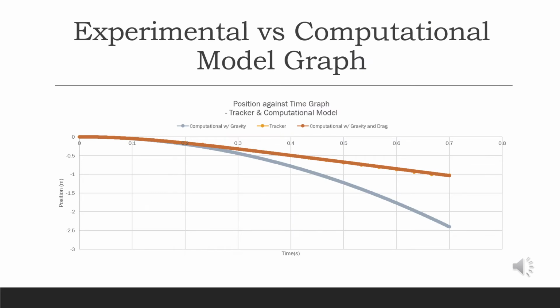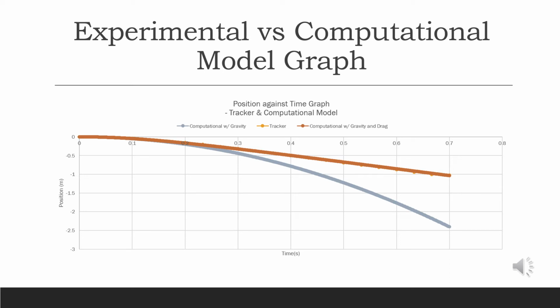Here's the graph incorporating the results of the observed motion and the two models. First, let's compare the observed motion to the computational model without drag. The computational model begins to deviate almost immediately from the observed motion of the box, over predicting the box's position for the entire time period. This can be explained in terms of the drag force which is absent from this model.